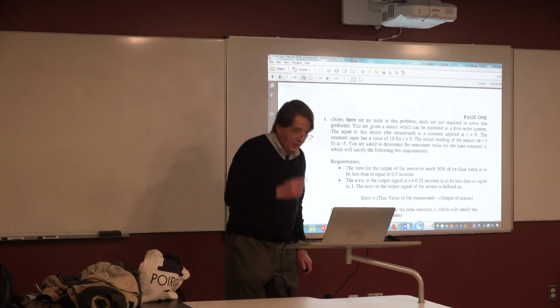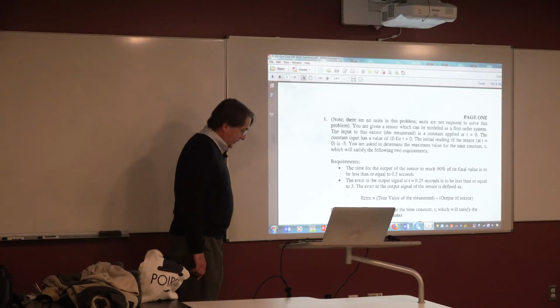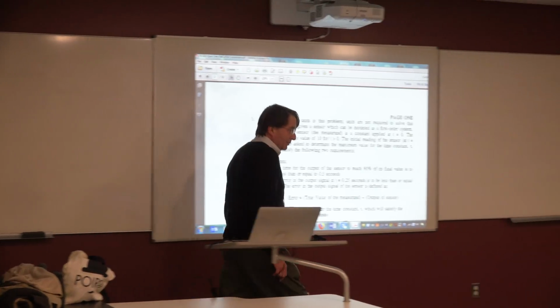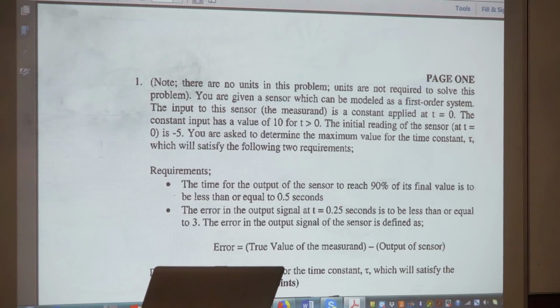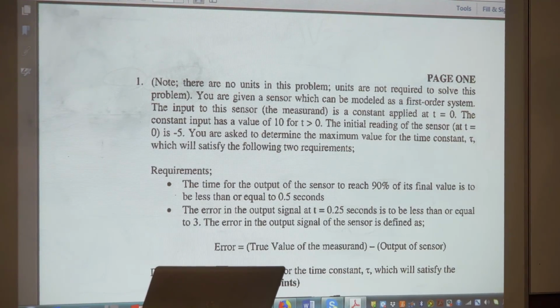All right. Okay, so this is a Chapter 2 problem. And let's see if I can figure out what I've got to do to solve it. We're given a sensor that can be modeled as a first-order system. So that means first-order differential equation. Now, the input to this sensor is a constant, and it is applied at t equals 0.